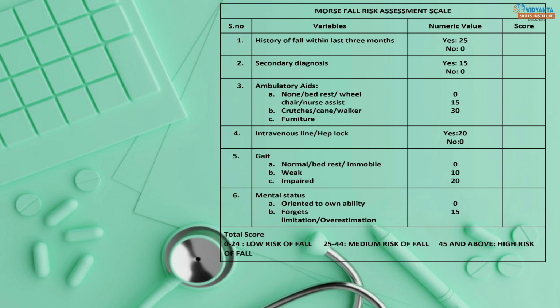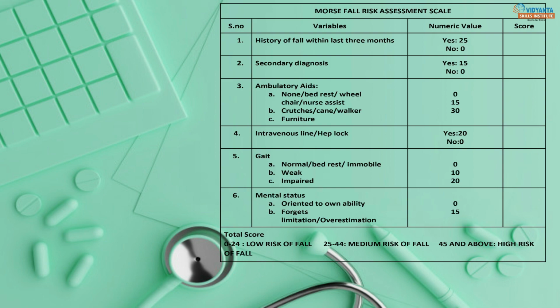Gait. In gait, again we have 3 options. First, normal, bed rest, immobile. Then the score would be 0. Second, weak. If it is weak, then the score would be 10. And the third one, impaired. If it is impaired, then the score would be 20. Mental status. In mental status, we have 2 options. First, oriented to own ability, then the score would be 0. Second, forgets limitation or overestimates ability, then the score would be 15.